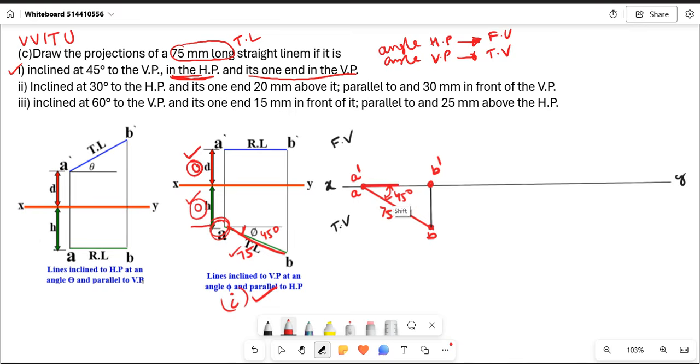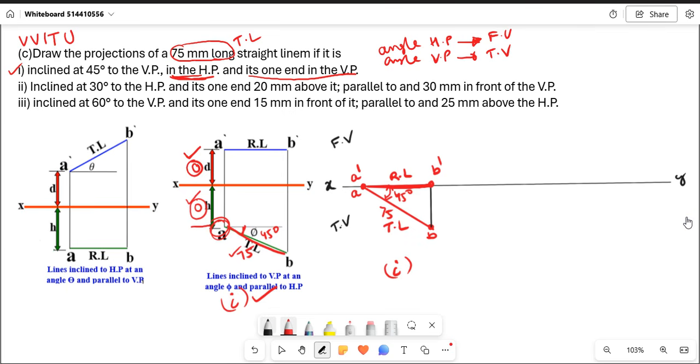Now join the A dash B dash line. This is the reduced length. This is the true length. For explanation purposes I am writing; there is no need to write it here. AB is the true length. So this is the solution for the first case.